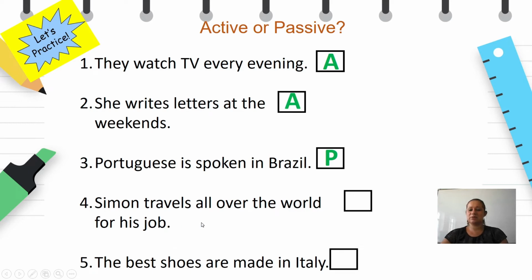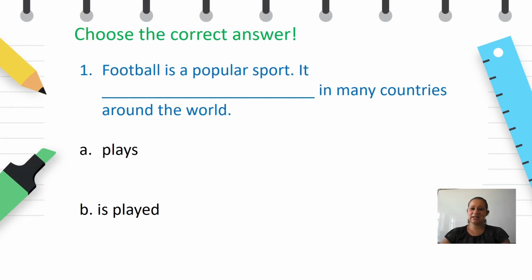What about sentence number 4? Would you say, is it active or is it passive? Active, of course. And the last sentence, the best shoes are made in Italy. Again, we don't know who makes the shoes, and maybe it's not important right now, but we are more concerned with the fact that the best shoes are made there. So we would all agree that this is a passive sentence. Excellent.